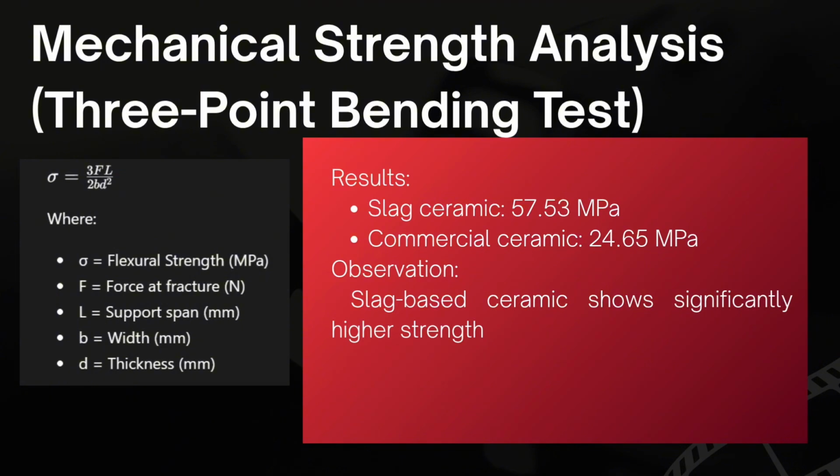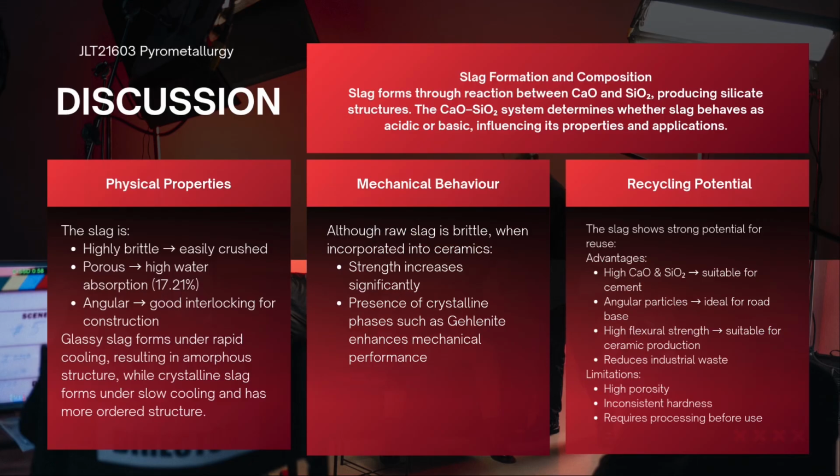Although the raw slag is brittle and highly porous, the presence of strong crystalline phases such as akermanite improves the strength and performance of the ceramic material.